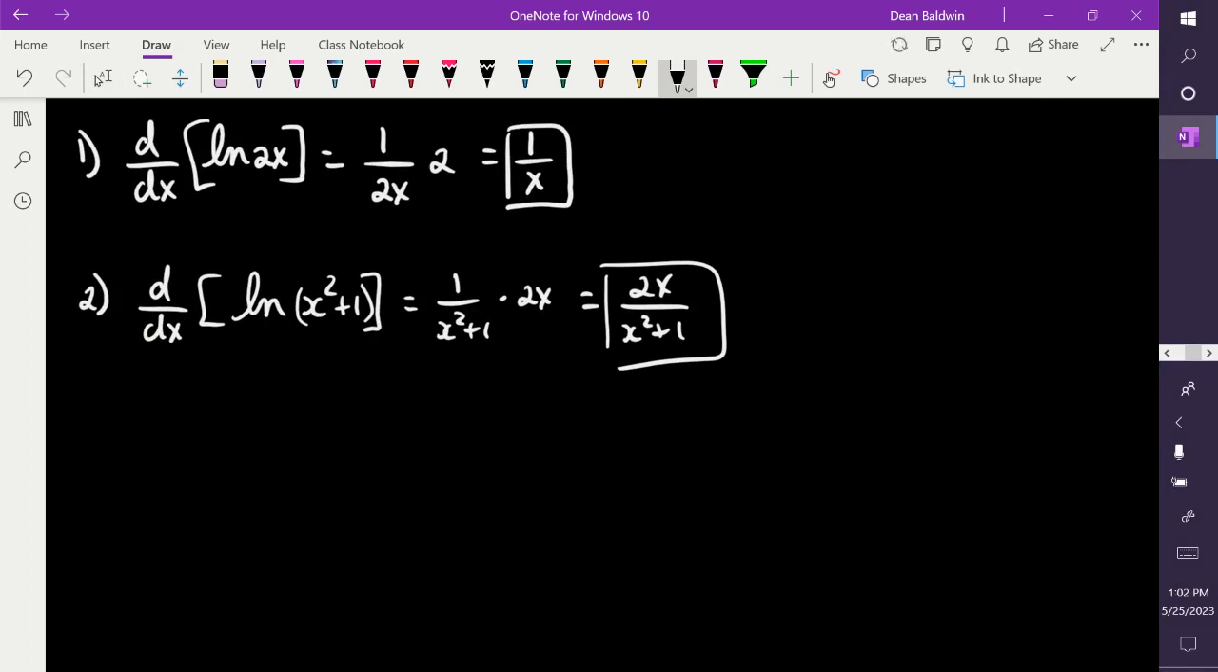Can we split it apart? You can't split it apart, like 2x over x squared, because that's not the same thing. That's only if you have a single denominator, then you can do that. But if you have two terms in the denominator, you can't do it. Okay.